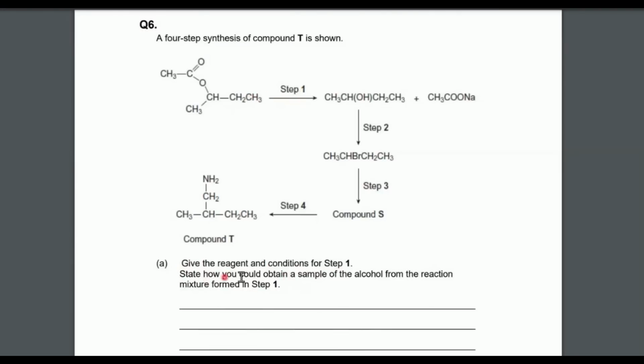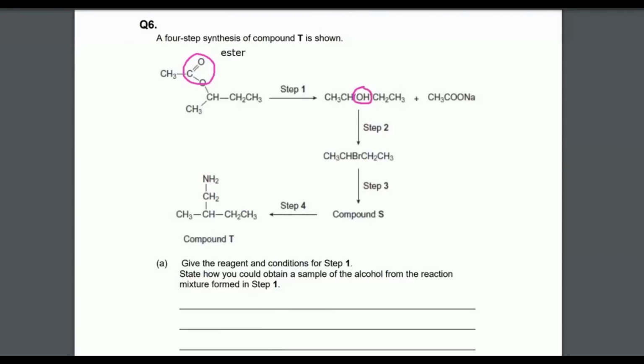So give the reagent and conditions needed for step one, and state how you'd obtain a sample of the alcohol formed from the reaction mixture. So first thing to note is, what is the reactant in step one? Can you spot anything interesting about this reactant? Well, it's got an ester link. You should be able to recognize that functional group. This is an ester. And so what happens to esters when we break them down into two products?